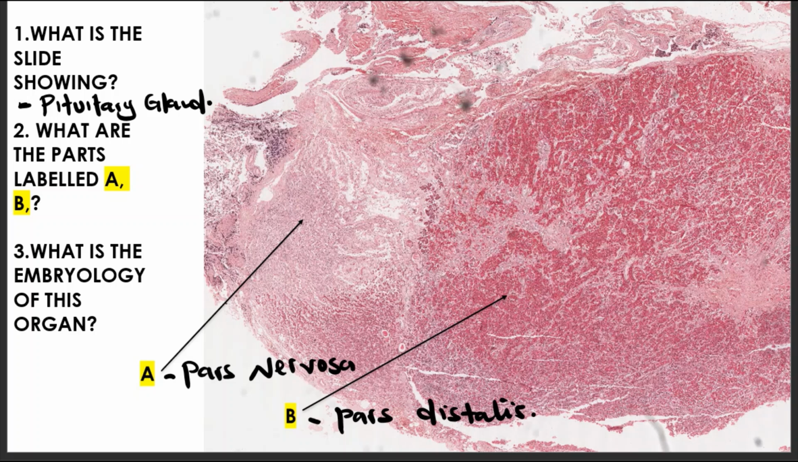What is the embryological origin of this organ? So the pars nervosa and the pars distalis come from different parts. The pars nervosa will come from the neuroectoderm, so the neural plate of the ectoderm. And then the pars distalis comes from the oral ectoderm. So they've got different embryological origin points.